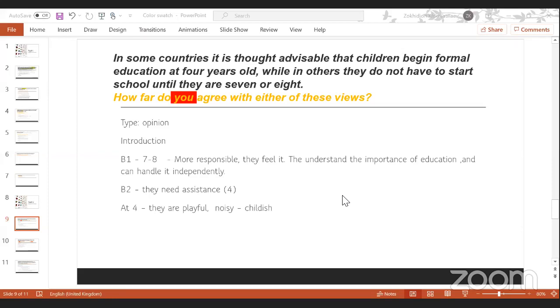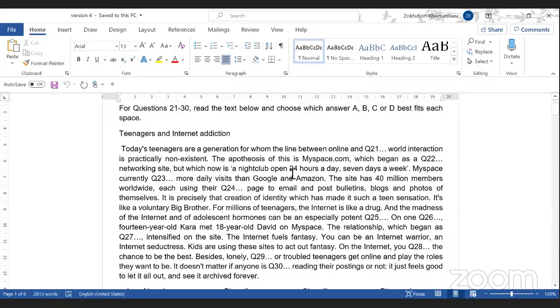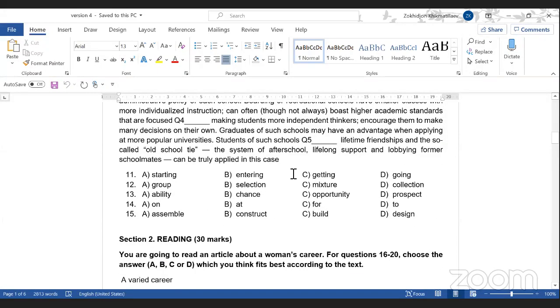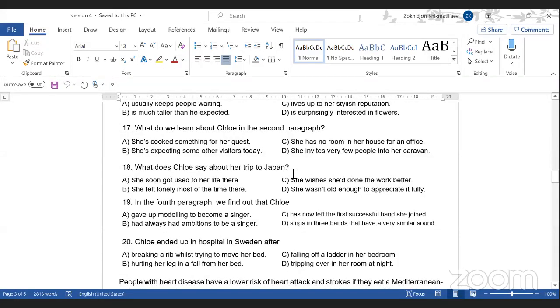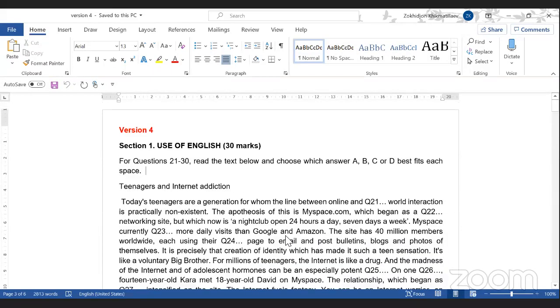Okay, now we can move to reading version 4. GC version 4 on the screen. Wait a minute.